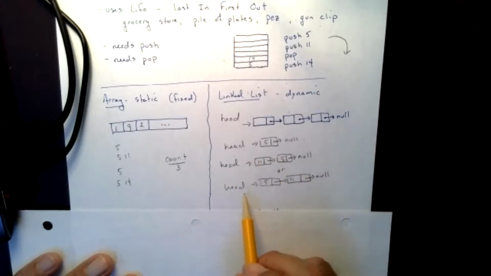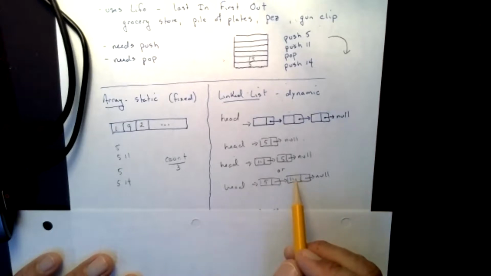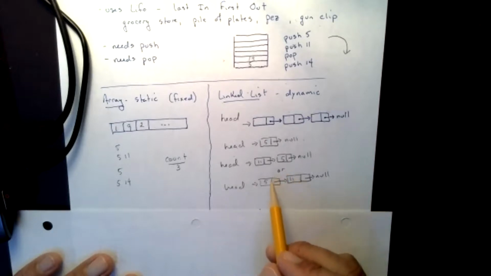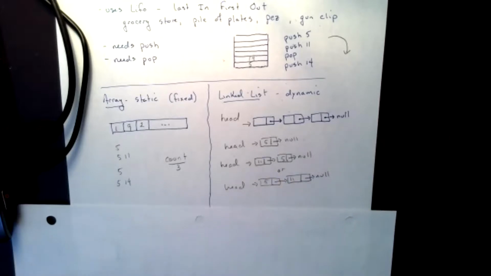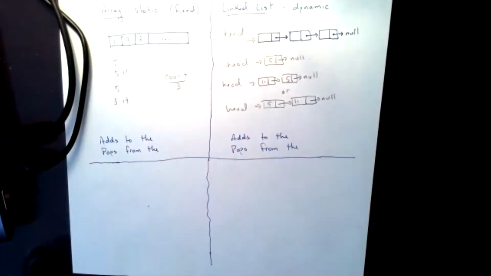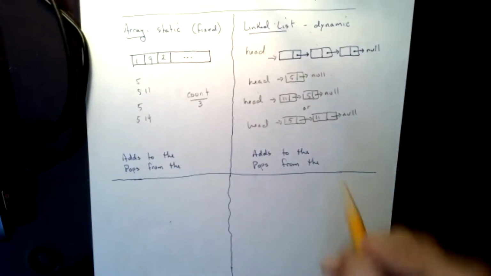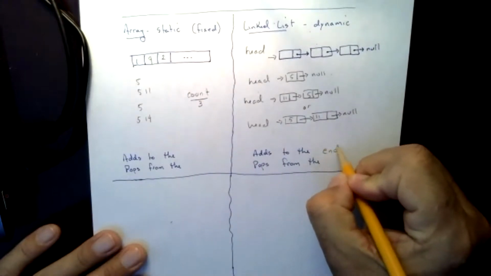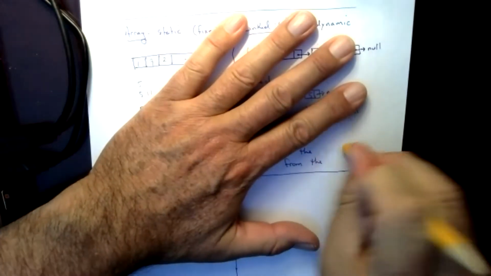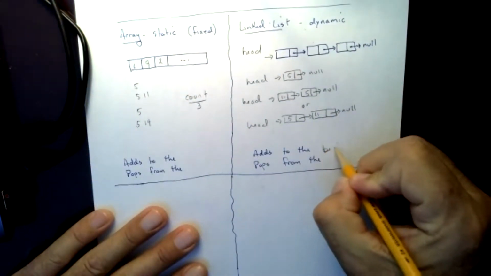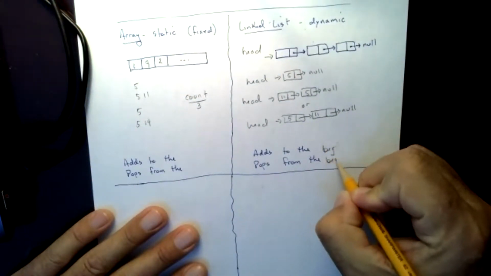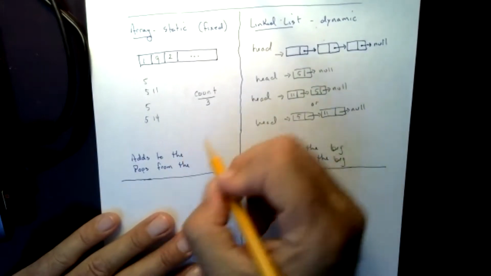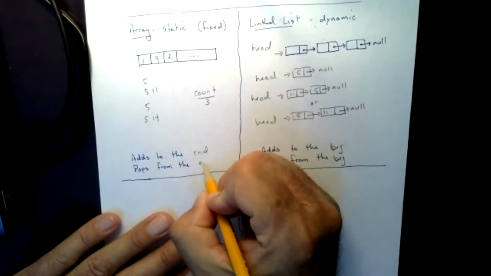What if I wanted to delete here? I'd have to go all the way to the end, but I'd have to get back to here somehow. So I almost think I would need two pointers. So I think you just got outvoted, Matthew. I think it's going to be easier to add to the beginning, or excuse me, pop from the beginning. My array was add to the end, pop from the end.